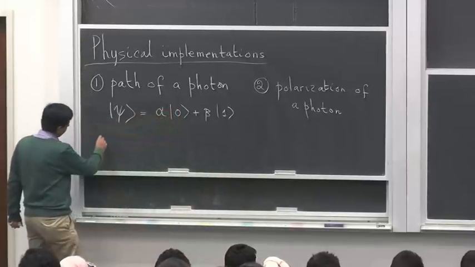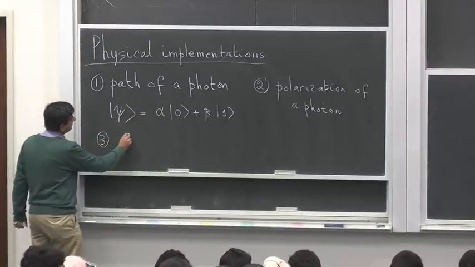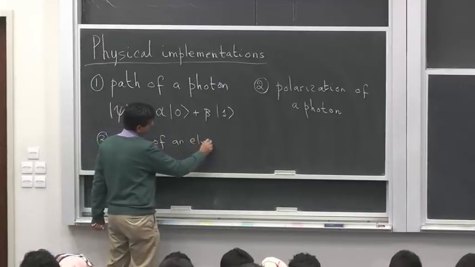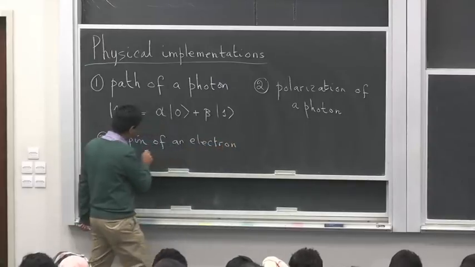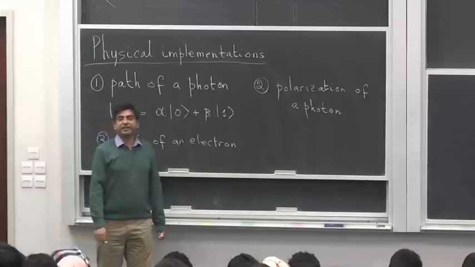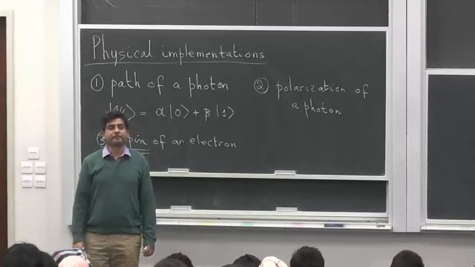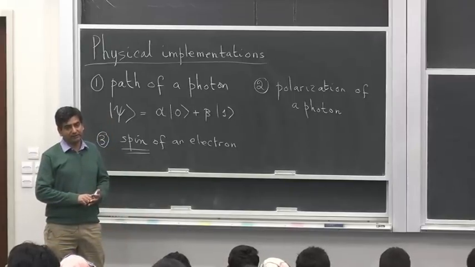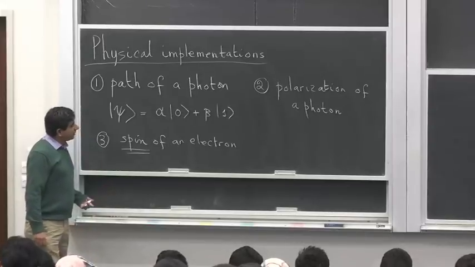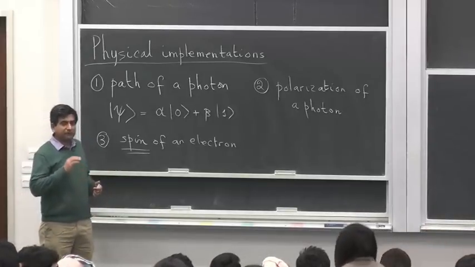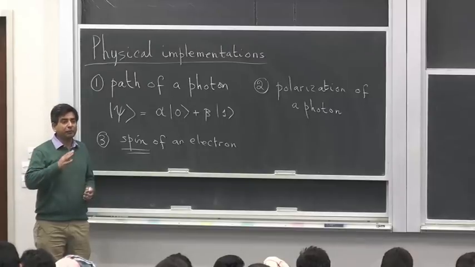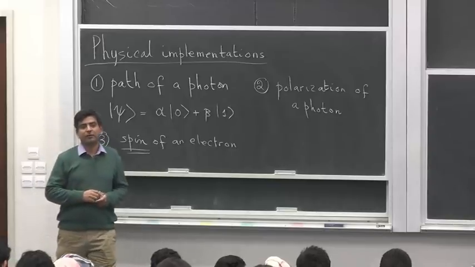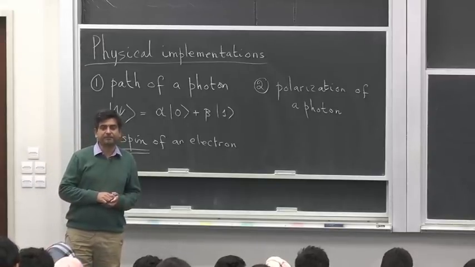Let's look at the third physical realization, the spin of an electron. Now we'll have a full-fledged lecture on what is meant by the spin. Spin is a purely quantum mechanical phenomenon that cannot be explained by any classical means. We'll have a separate lecture on spin and a few lectures on spintronics, which is the spin analog of electronics or the spin analog of photonics.